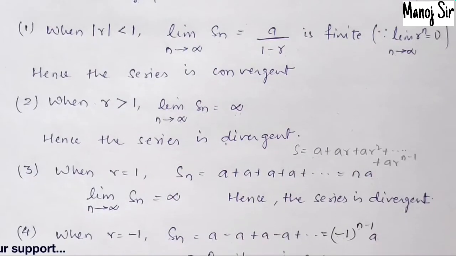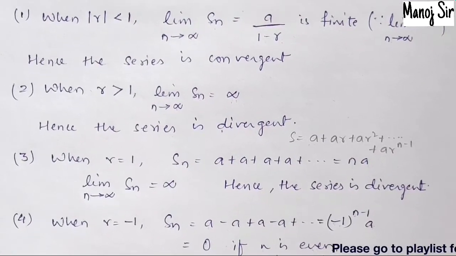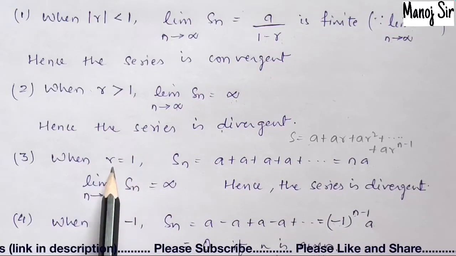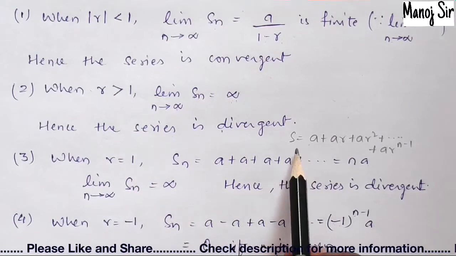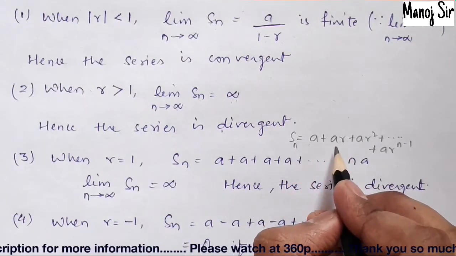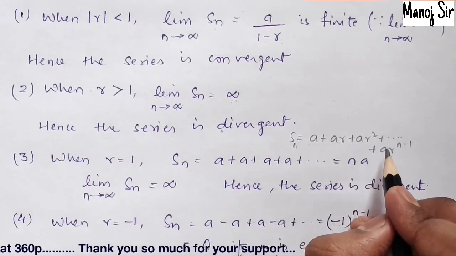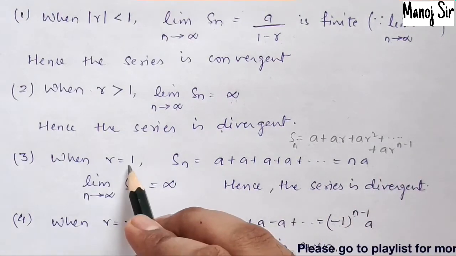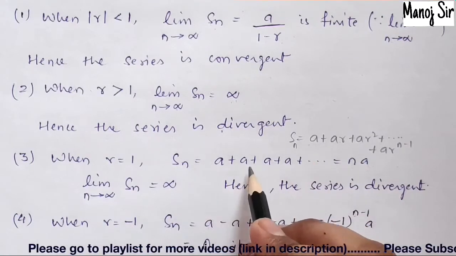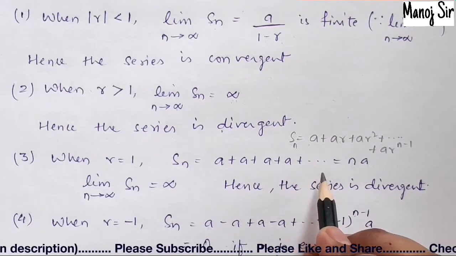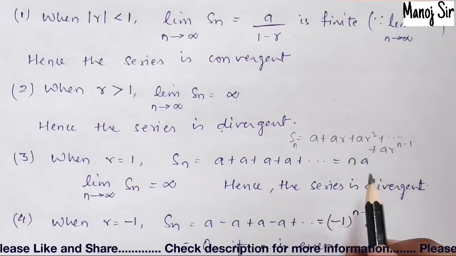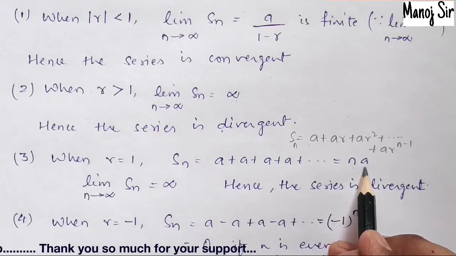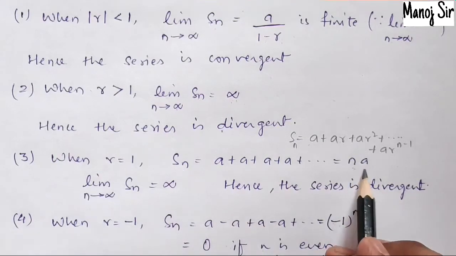Now we'll come to the third part, that is when r is equal to 1. Since we have Sn equals a plus ar plus ar square plus dot dot dot plus ar to the power n minus 1, if you put r equals 1, this is going to be a plus a plus a plus a plus dot dot dot up to n terms. If you add all the n terms, Sn is going to be n into a.